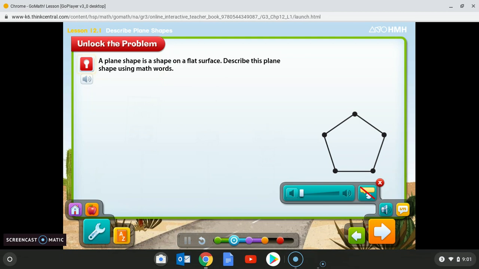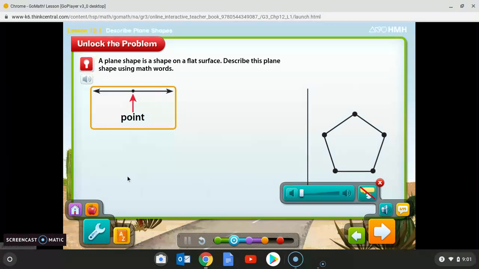Obviously, some of you are looking at that. You already know it's a pentagon because you see 5 vertices or corners and you see 5 sides. That is a pentagon. But now you're going to learn some different parts.